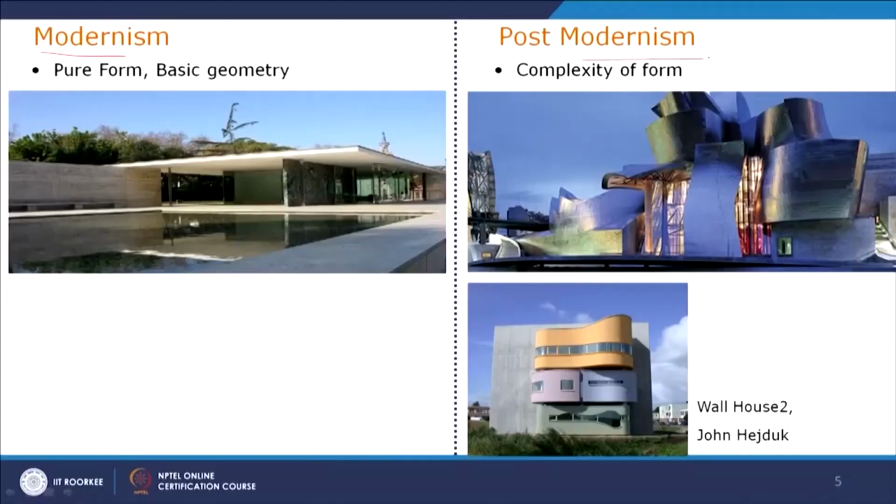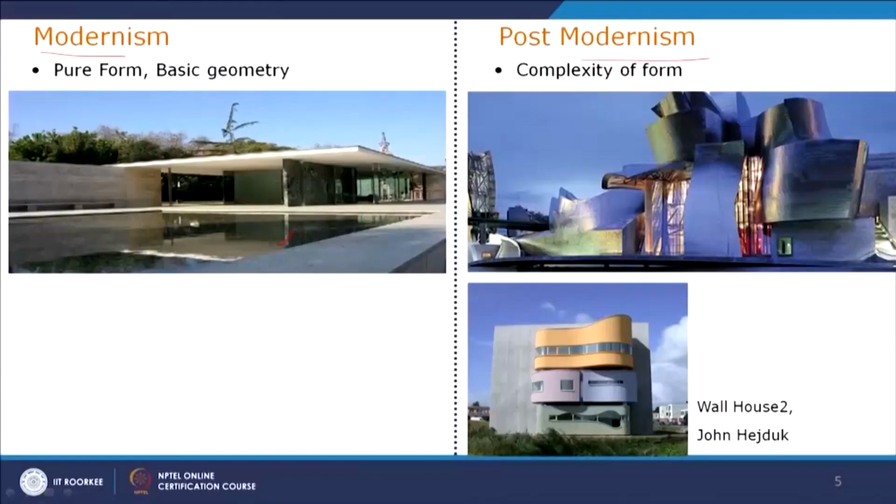So now the difference between modernism and postmodernism, we will discuss this, modernism on this side and postmodernism on the other side. So there was a pure form and basic geometry in modernism. This is the building we have discussed in the internationalist movement. This is the Barcelona Pavilion by Mies van der Rohe. This is a pavilion for Germany, designed in Barcelona. So here, and also in the François House and the Johnson House, we have seen pure form, which is cuboid and rectilinear forms.